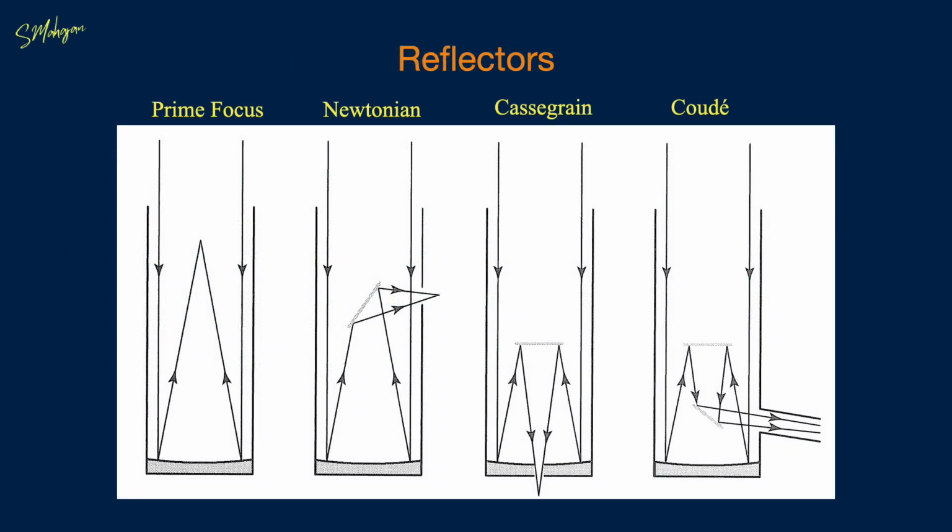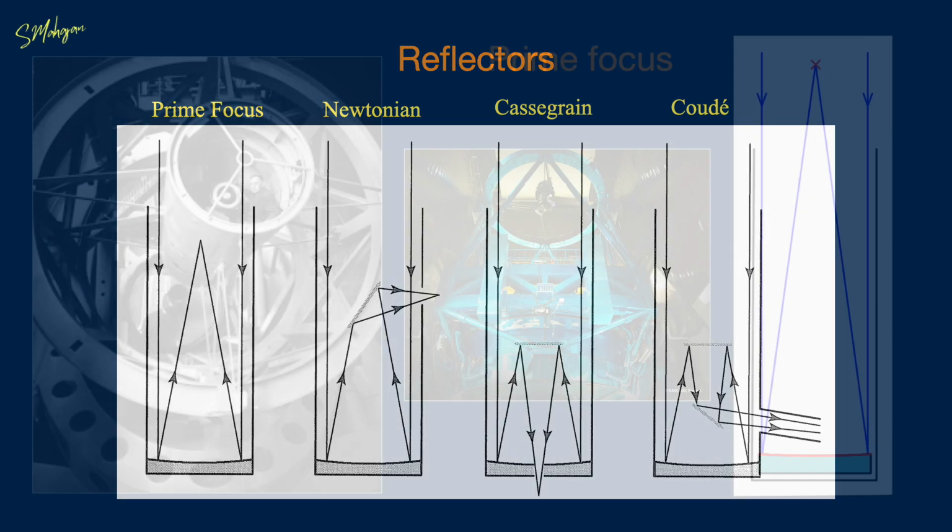Depending upon the position of the eyepiece and whether or not a secondary mirror is used together with the primary reflecting mirror, reflectors can be further subdivided into different categories, 4 of which are demonstrated here. Let's look at them one by one.